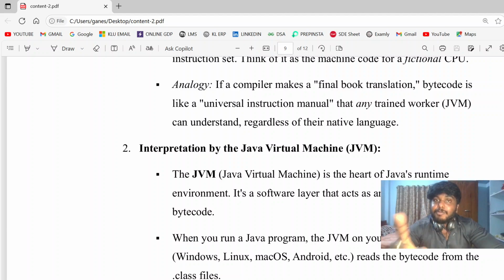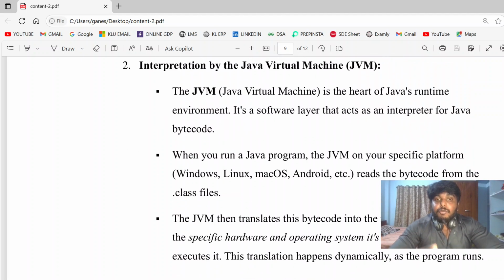Generally, in C language, after compilation, we get an exe file. That is, in the pre-step of creating the exe file, we convert the code into machine code. Here we are not converting into machine code. We are converting it into bytecode, which is a platform independent code, stored as a .class file. When you run a Java program, the JVM on your specific platform reads the bytecode from the .class files. The JVM then translates this code into the native machine code for the specific hardware and operating system it's running on.